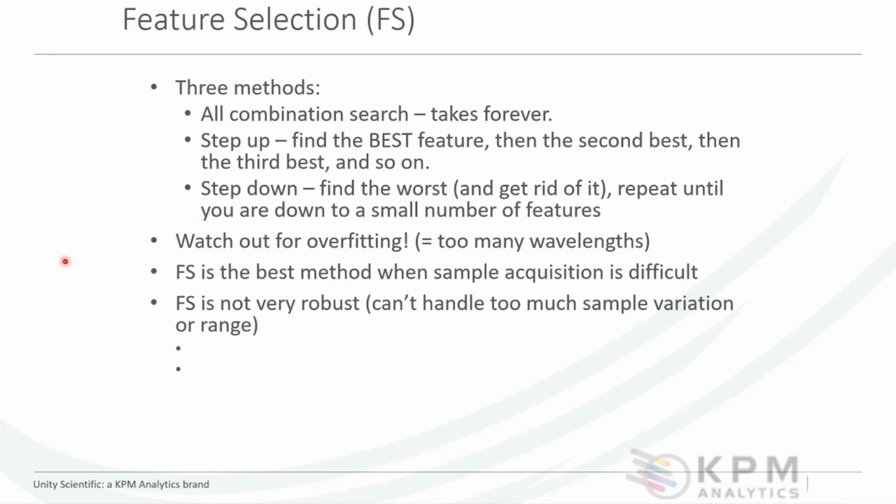One caveat here, watch out for overfitting. You've got very limited data and you're picking your features very, very carefully. If you pick too many wavelengths, a lot of times you're pushing the math beyond its ability to explain this larger feature set. So you need to be careful about overfitting. Feature selection is the best method when sample acquisition is difficult. So for whatever reason, you've got a very limited ability to acquire calibration samples. Feature selection is very good because you've got only a couple of wavelength features that you can explain the variance with. So you don't need that many samples to do it.